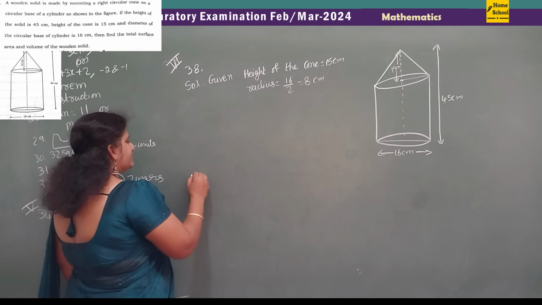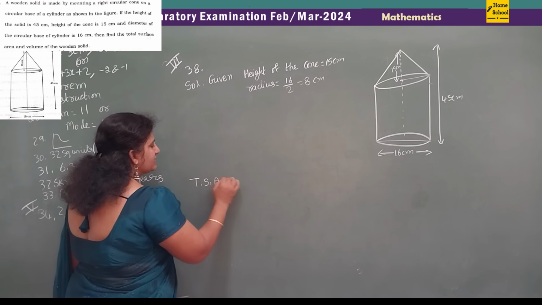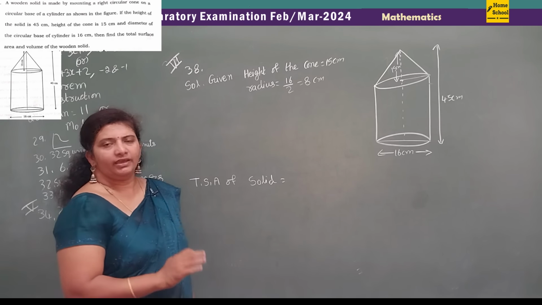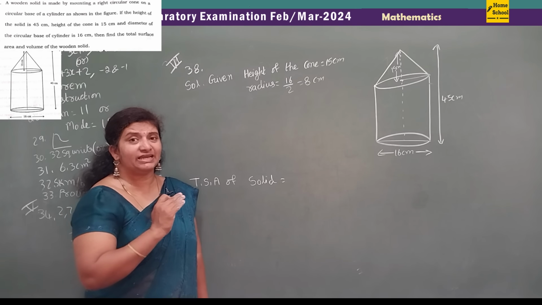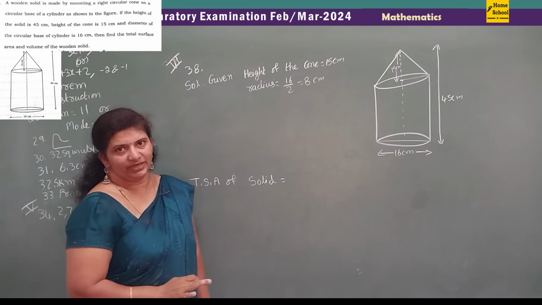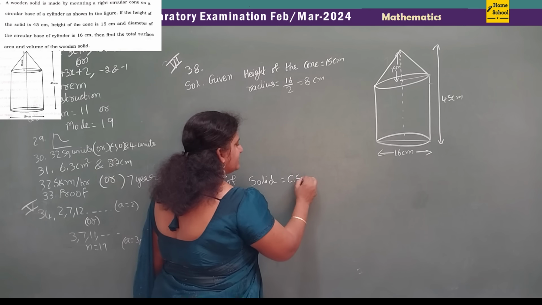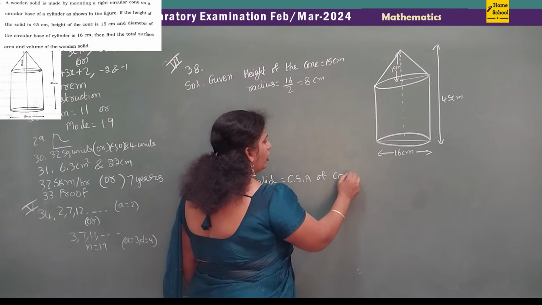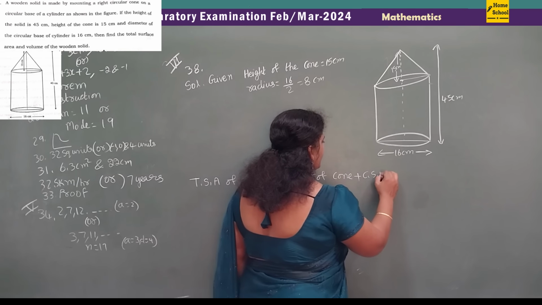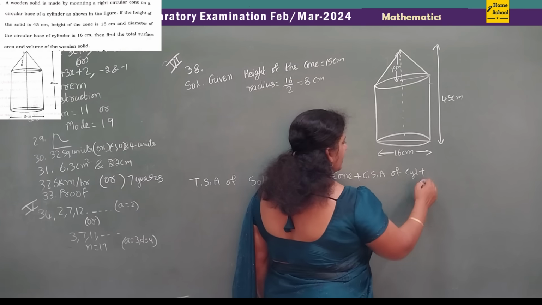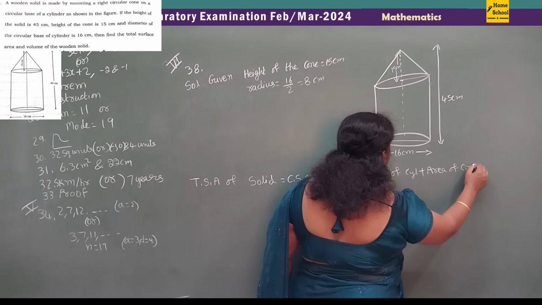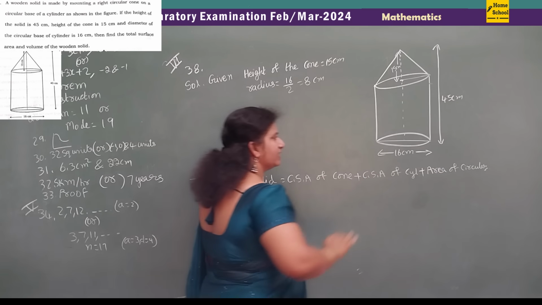And first let us find out the formula. Total surface area of wooden solid is equal to. Here total surface area means don't mislead to TSA formulas. Just understand the complete surface area you need. That means CSA of cone. What all you can see outside? CSA of a cone and CSA of a cylinder. And still something you can see. What is that? Base, circular base. Area of circular base of a cylinder. Okay, circular base or circle I am writing.